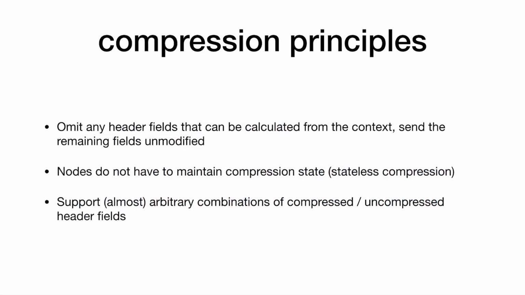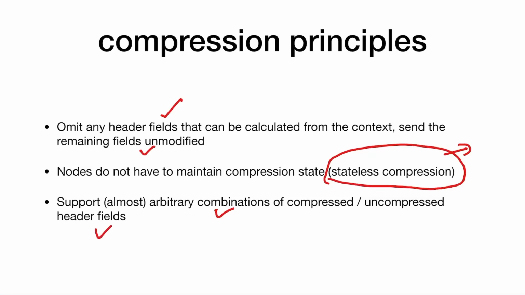Now, how does the compression happen, and what are the principles behind it? Omit any header fields that can be calculated from the context, and send the remaining fields unmodified. So omit all the header fields that are not necessary. Nodes do not have to maintain compression state. Whatever compression happens, they need not maintain its state, so that means stateless compression. The next time it compresses, it doesn't need to know the previous state of compression. That's why we maintain stateless compression. Support arbitrary combinations of compressed and uncompressed header fields.